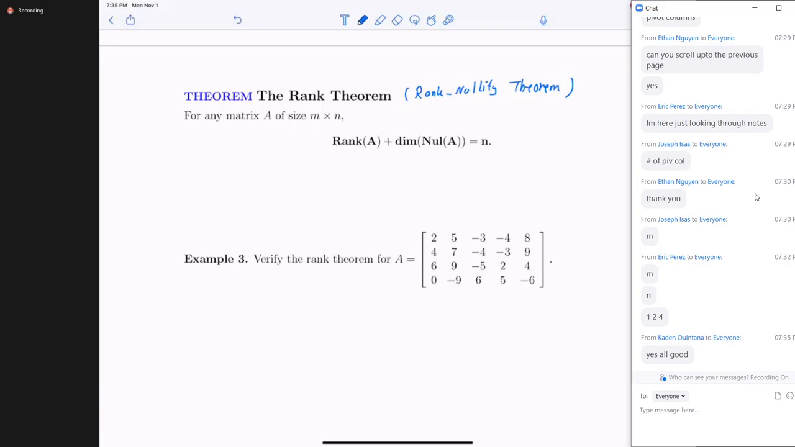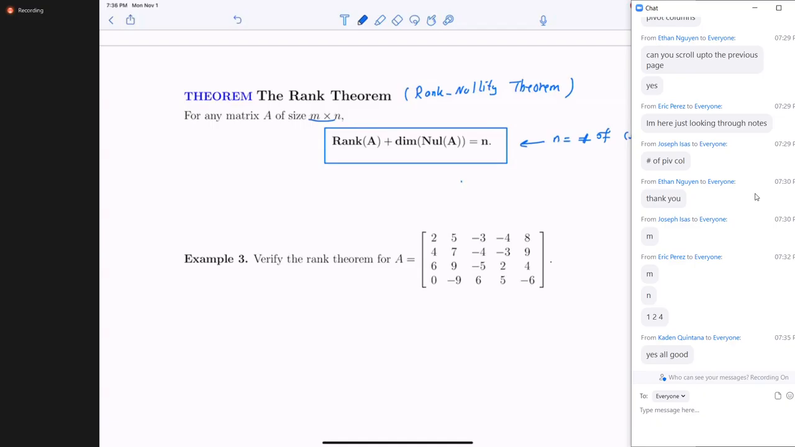For any matrix A of size m times n, the rank of A plus the dimension of the null space of A is n, where n is the number of columns, right? This is a very nice and applicable theorem, and it relates the null space of a matrix, the rank, and also the column space of a matrix. This is it: the rank of A plus the dimension of the null space equals n.